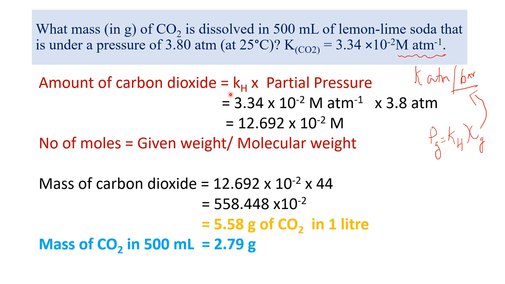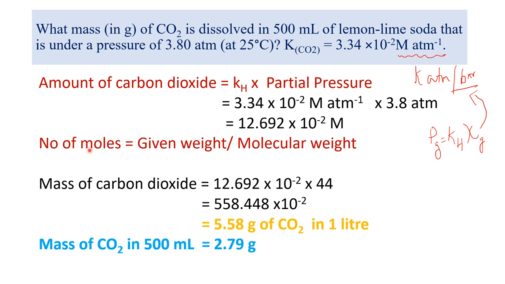So if it was a mole fraction and K was expressed in atmospheres, then we would have used this relationship. Please don't get confused with the relationship. The relationship terms are dependent on the units of the Henry's constant. I'll give you the various units in the next slide. So for now, let us just see the formula and then how we can calculate the mass.